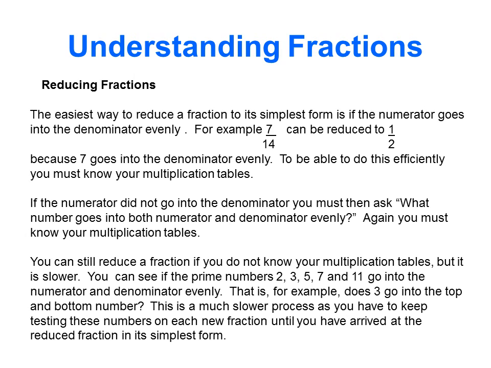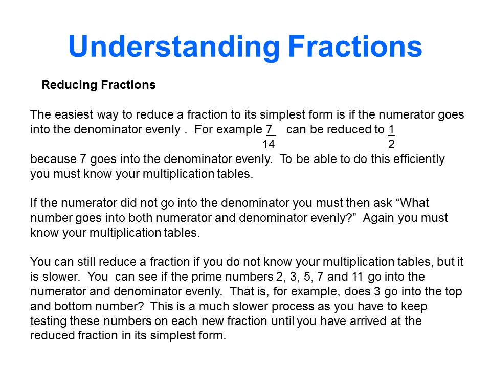Let's take a few moments to talk about reducing fractions. The easiest way to reduce a fraction to its simplest form is if the numerator, the top number, goes into the denominator evenly. For example, in this fraction, 7 over 14, it can be reduced to 1 over 2, or a half, because 7, the numerator, goes evenly into the denominator. How many times does 7 go into 7? It goes 1. How many times does 7 go into 14? It goes 2, twice. So this fraction can be reduced from 7 over 14 to 1 over 2.